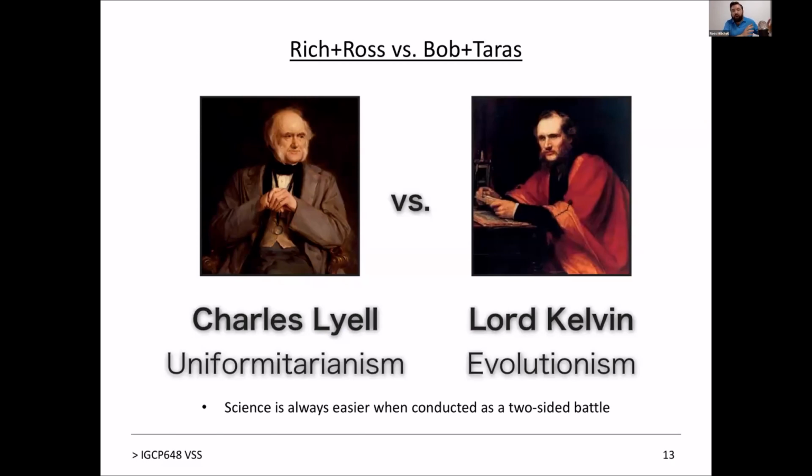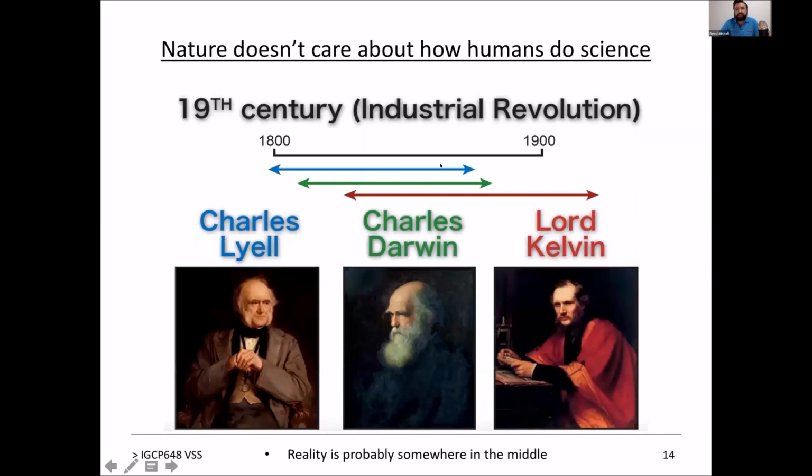And Rich and I are kind of more on the left, and Bob and Tara are a little bit more on the right. And we like to think of science as this two-sided battle. But of course, in reality, nature doesn't care about how humans do science. The reality is probably somewhere in the middle. And that's kind of interestingly where Charles Darwin was in space and in time. Charles Darwin obviously embraced uniformitarianism by studying the finches in the Galapagos today, but he also embraced the fossil record, acknowledging secular change through Earth history.